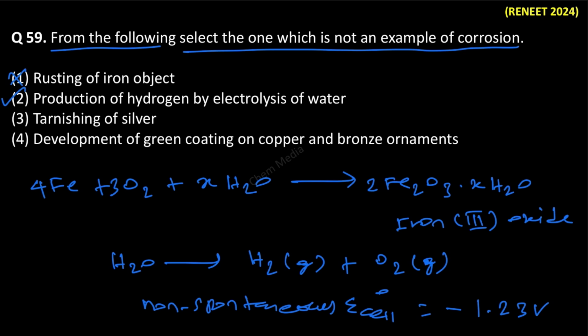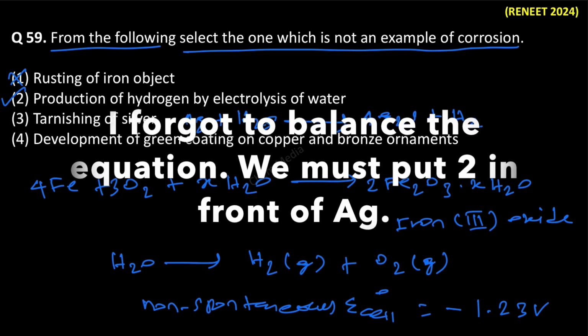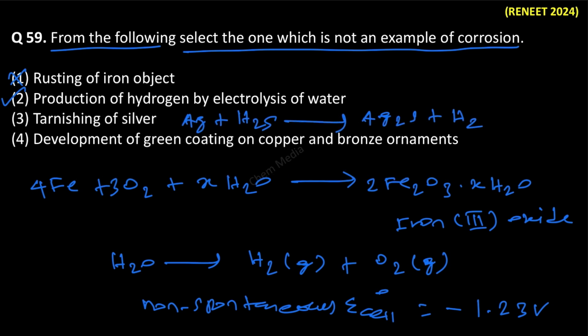And then tarnishing of silver, that is definitely an example of corrosion because silver reacts with the H2S, hydrogen sulfide, and gives silver sulfide, Ag2S and H2. This forms a black film known as tarnish. So therefore, this is an example of corrosion.